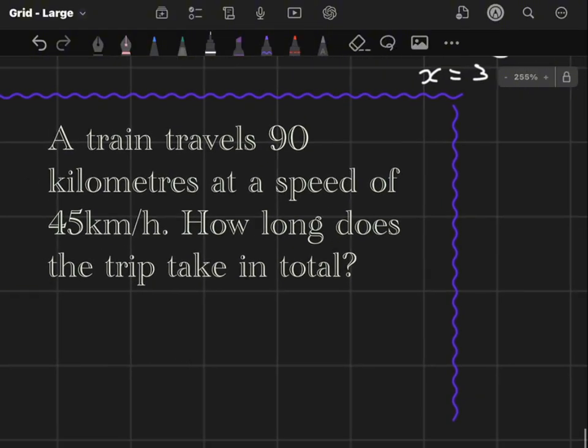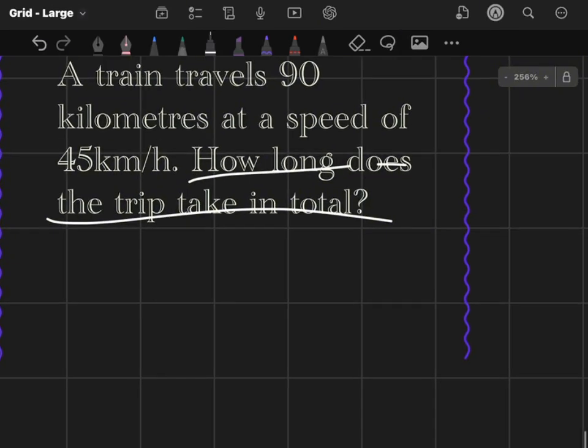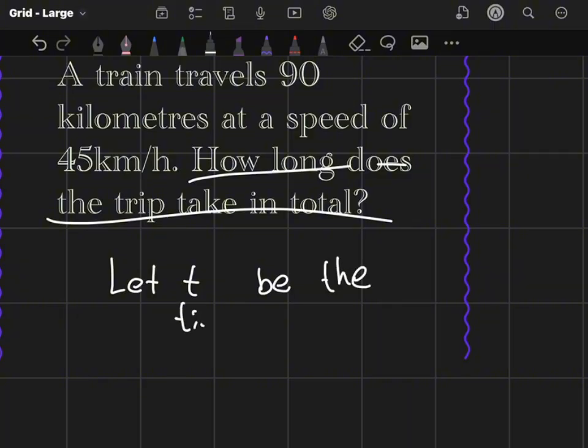This one involves time and distance. A train travels 90 kilometers at a speed of 45 kilometers an hour. How long does the trip take in total? It's asking us how long the trip takes, so we must make a let statement in relation to that. Let t be the time taken in hours.